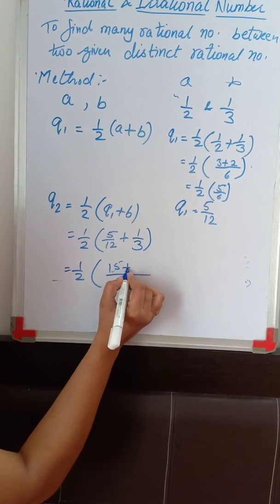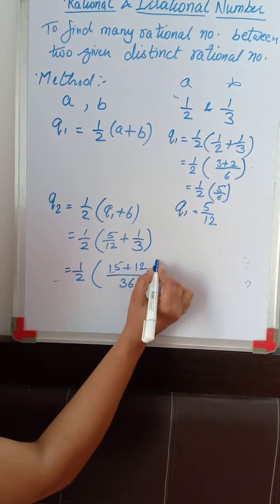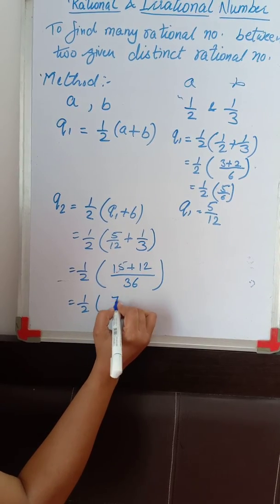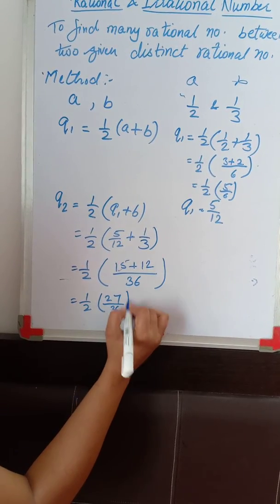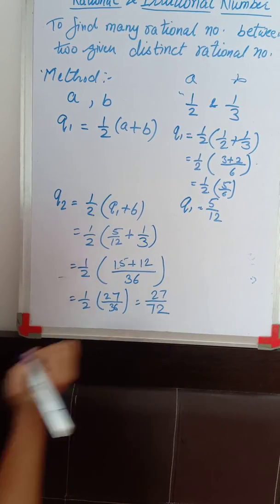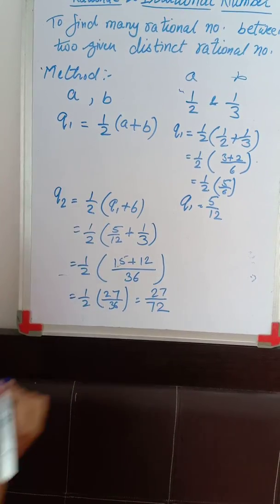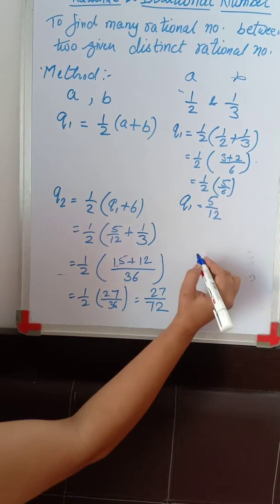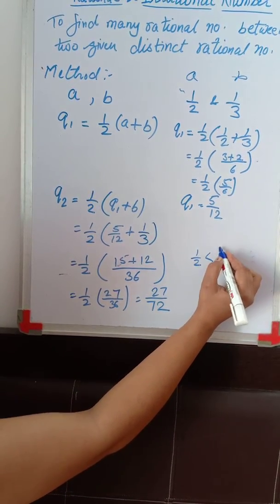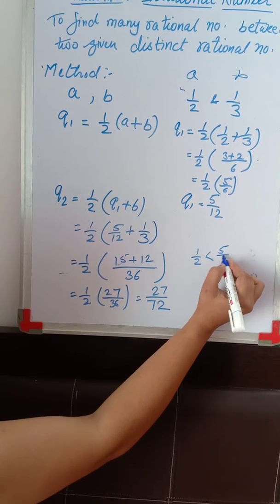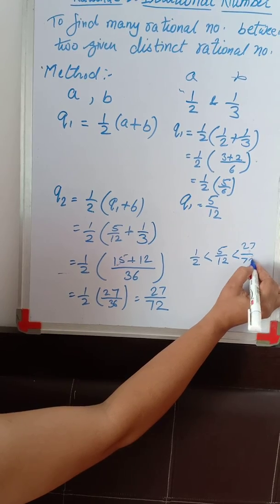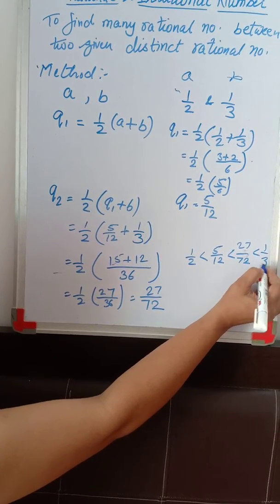15 plus how much? 12. So, the answer will be 1 upon 2 into 27 upon 36, so it will be 27 upon 72. Hence, the sequence has now become 1 upon 2, then what was the next number? 5 upon 12. Then what was the next number? 27 upon 72 and 1 upon 3.